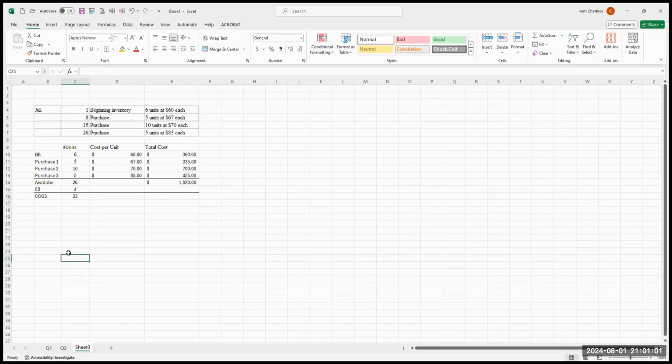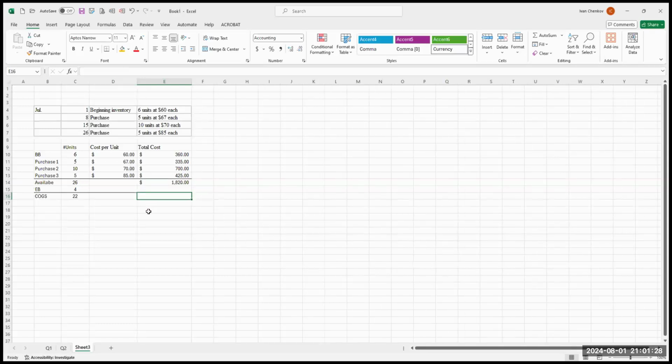The question is, what's the cost of our 4 units and what's the cost of the units that we sold out of 1,820? This is the total cost that we have available. So now we have to split this cost between the ending balance and the cost of goods sold. And for that, we have two methods. First method is first in, first out. Second method is the weighted average.